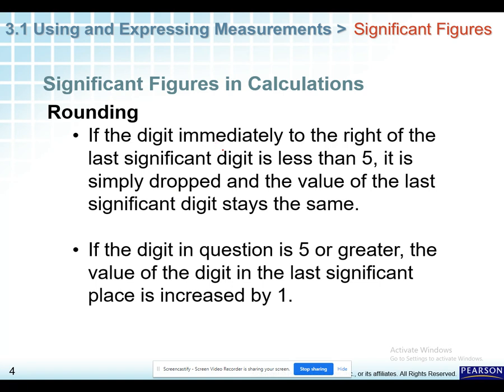So if the digit immediately to the right of our last sig fig that we're allowed to have is less than 5, it's simply dropped and the last value stays the same. So we know that less than 5 stays the same. If the digit is 5 or greater, then we need to round up by 1. Hopefully you've been rounding since junior high, so less than 5 stays the same, 5 or greater, round up by 1.